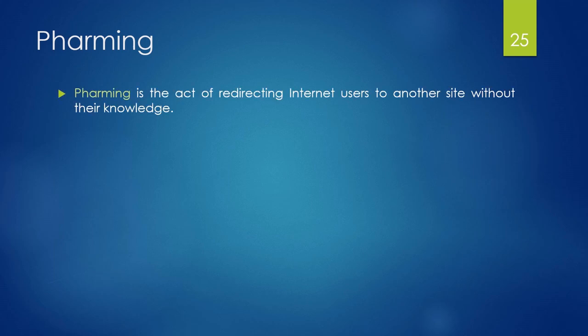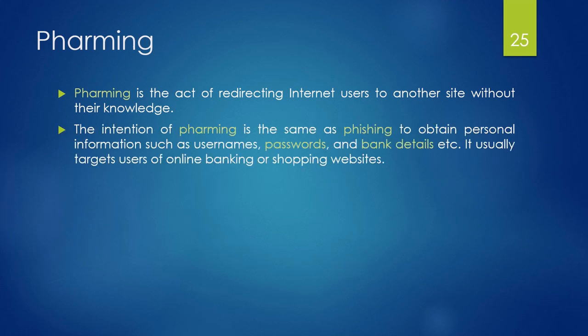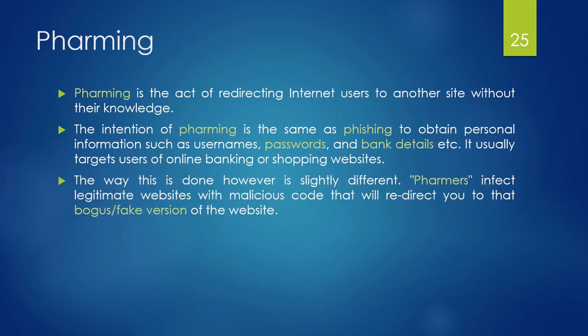Pharming. Pharming is the act of redirecting internet users to another site without their knowledge. The intention of pharming is the same as phishing, that is to obtain personal information such as username, password, and bank details, etc. It usually targets users of online banking or shopping websites. The way this is done, however, is slightly different.